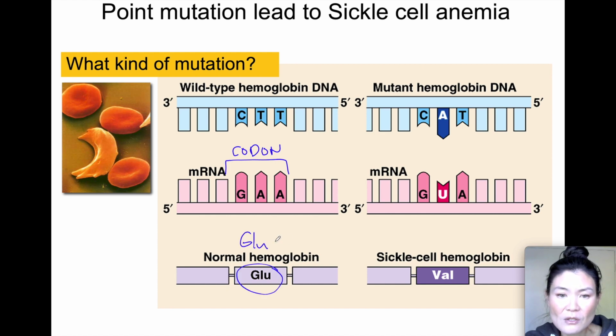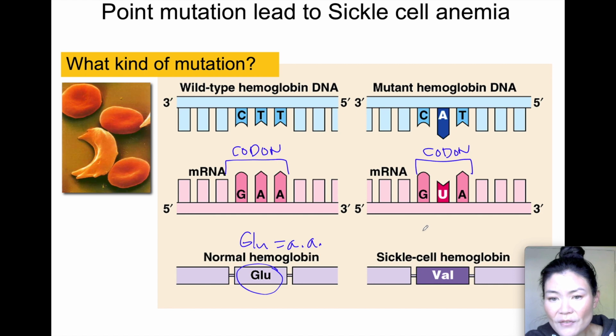So GLU is the amino acid. That's the correct amino acid. Whereas when you look at this codon on the genetic code chart, GUA, that codes for a different amino acid, val or valine, okay, amino acid.